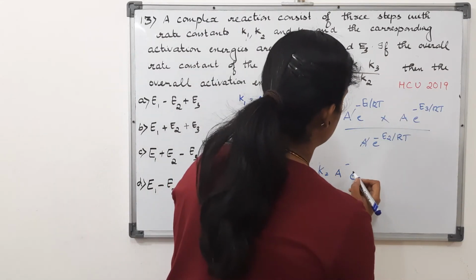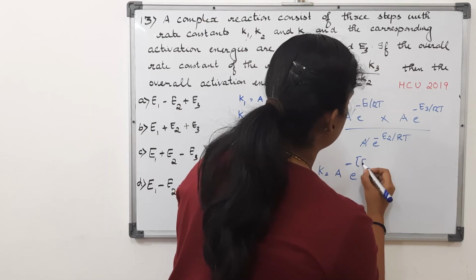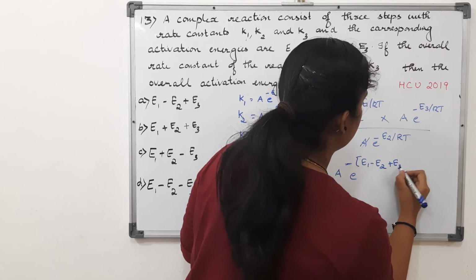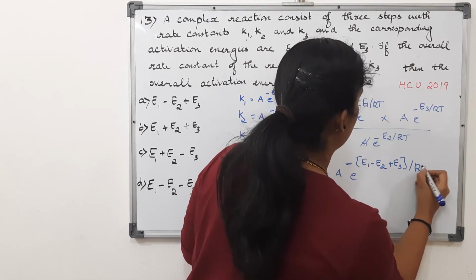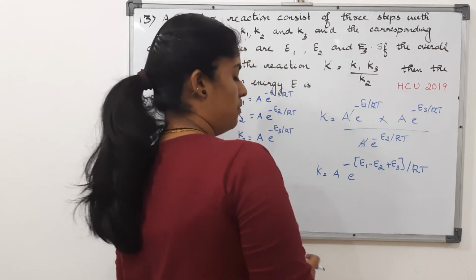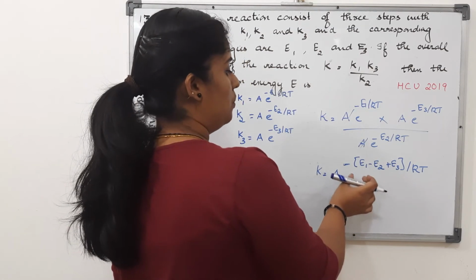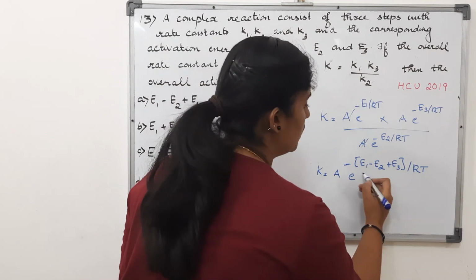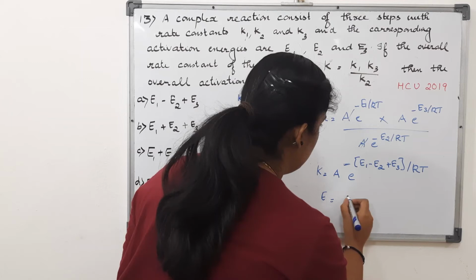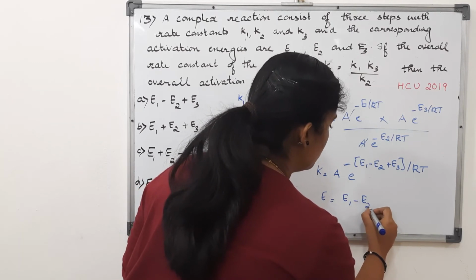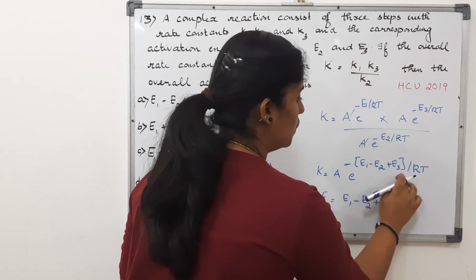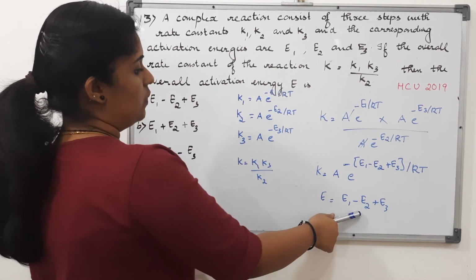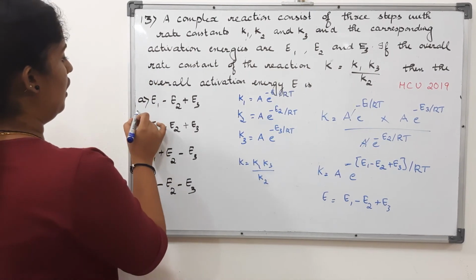So when I do that, this becomes minus of E1 minus E2 plus E3 divided by RT, which is common for all the terms. Okay. So from this, what do you see? This is of the form K equals A into e power minus E by RT, where my total E becomes equal to this whole thing. So I can say my E equals E1 minus E2 plus E3. For the total reaction, my E value, the activation energy, is E1 minus E2 plus E3, which corresponds to option 1.